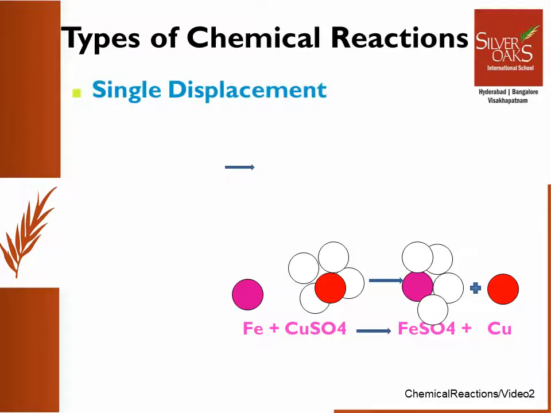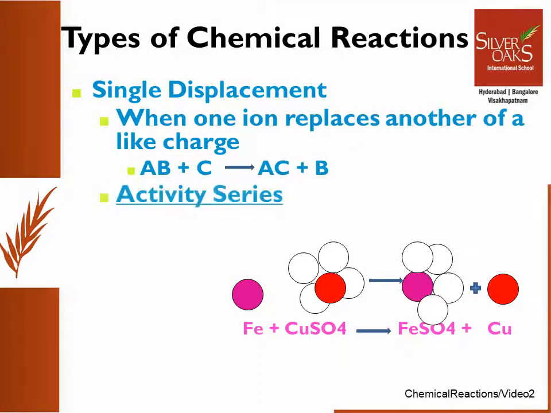The next type of reaction is called single displacement. In the single displacement reaction, a more reactive element displaces a less reactive one from its salt solution. With the help of this reaction, the reactivity series of the metals can be made, in which metals are arranged in decreasing order of their reactivity. So here, with the help of the reactivity series, we can tell whether lithium is more reactive or potassium is more reactive or calcium is more reactive.